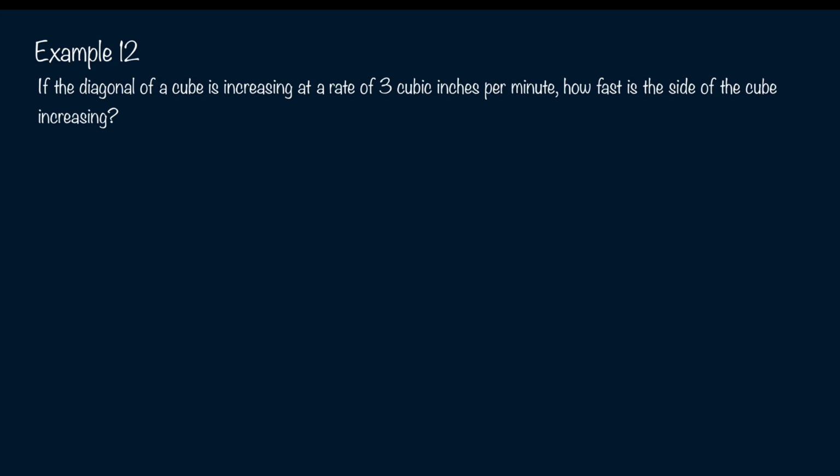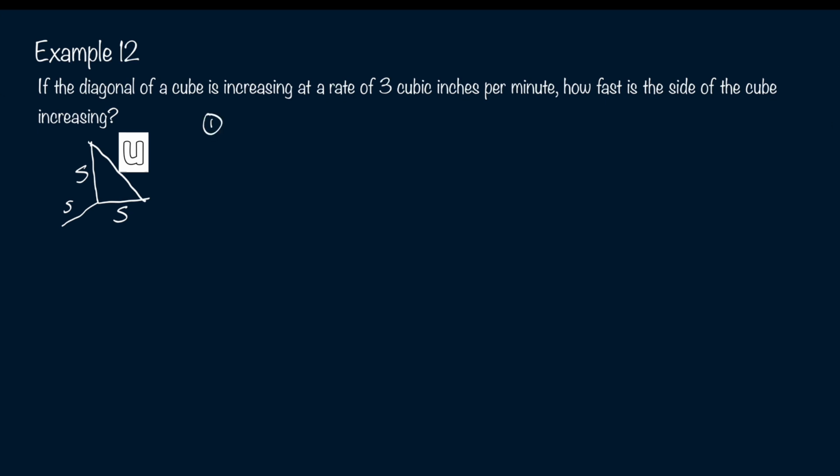So if the diagonal of a cube is increasing at a rate of 3 cubic inches per minute, how fast is the side of the cube increasing? So what we're going to do is kind of draw this out. Because it's a cube, it's going to look a little different because it's essentially 3D. So you have a side, this is another side, and then you have a third side. And then we can let this be z.